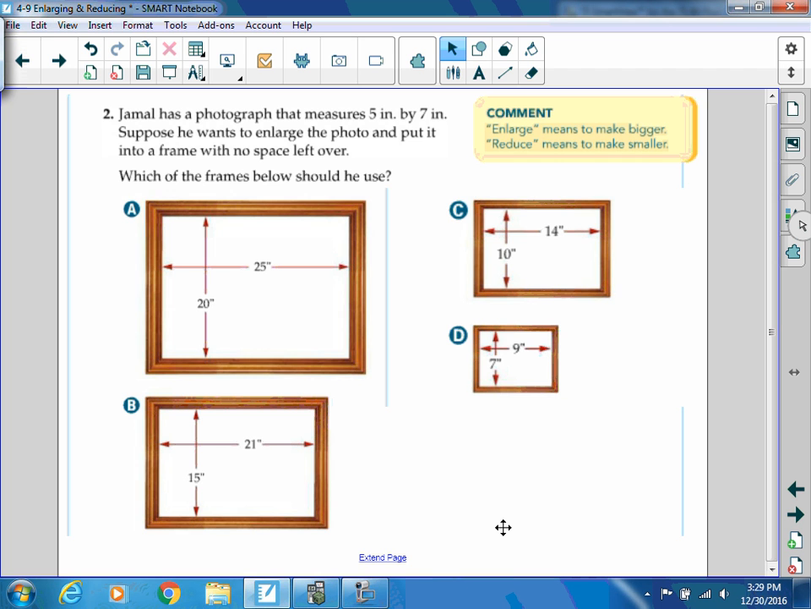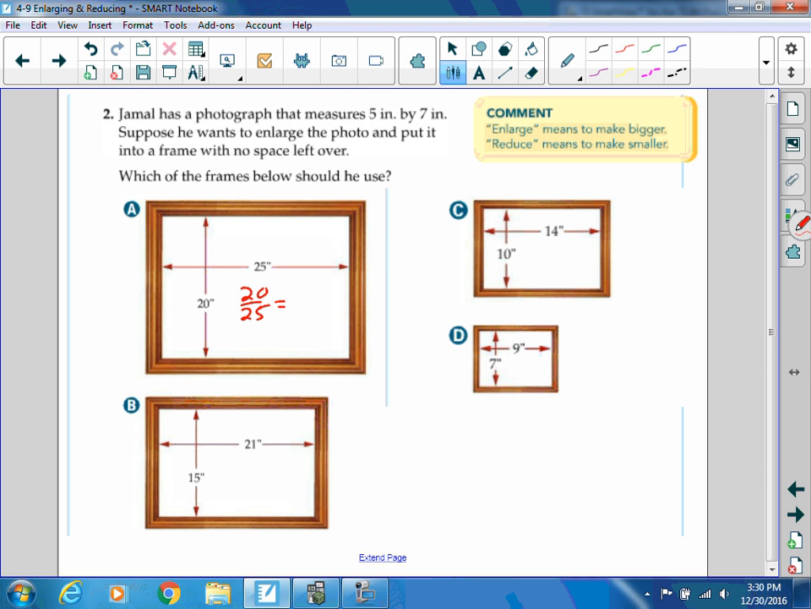All right, in problem number 2 here, it says Jamal has a photograph that measures 5 inches by 7 inches. He wants to enlarge the photo and put it into a frame with no space left over. Which of the frames below should he use? Okay, there's 2 ways to approach this problem. One way would be to write the fraction here. So I've got 20 over 25 because my original photo is 5 by 7.